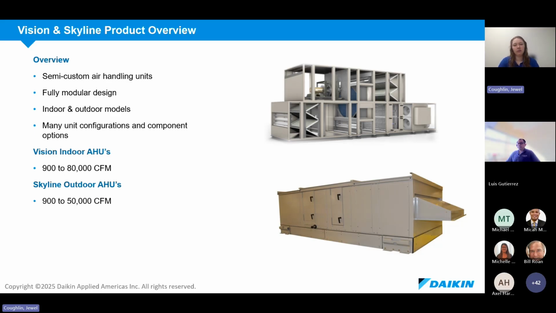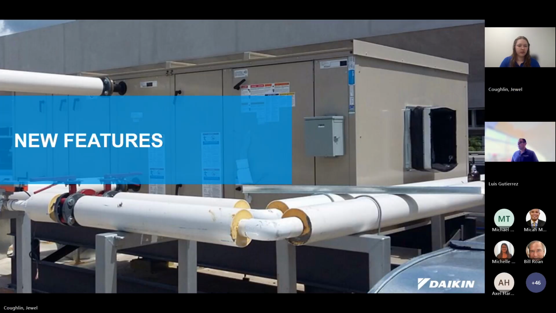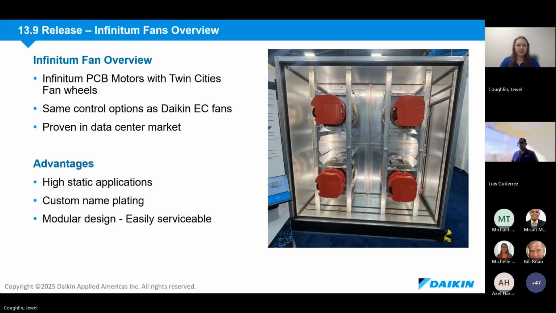Vision is available in up to 80,000 CFM, where Skyline's available up to 50,000 CFM. And those CFM values are calculated based on the cabinet size limitations and 500 feet per minute face velocity on your coil size. So now let's get into some new features.